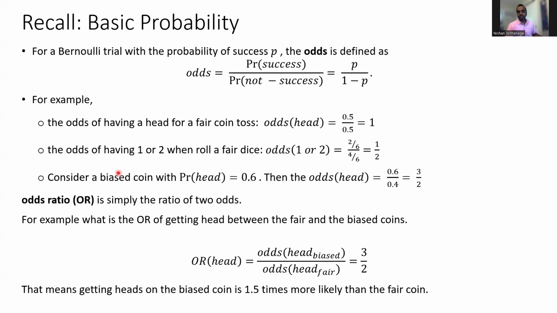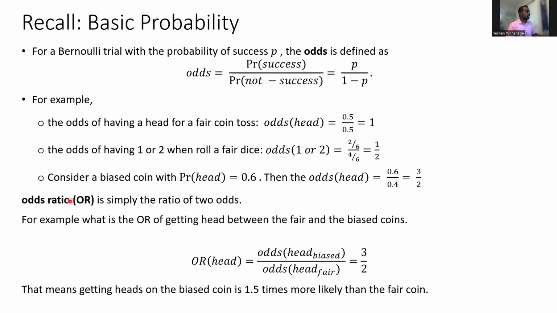Okay, let's consider another example. Now suppose you have a coin which is not fair. So it is a biased coin. Suppose the probability of having a head is more than 50%, let's say 60%. Then what are the odds of having a head in a coin flip? We know the probability of success is 60% and the probability of failure is 40%. So in this case, odds of having a head is 3 over 2, which is 1.5, or 150%.